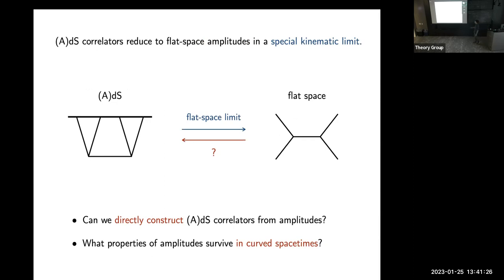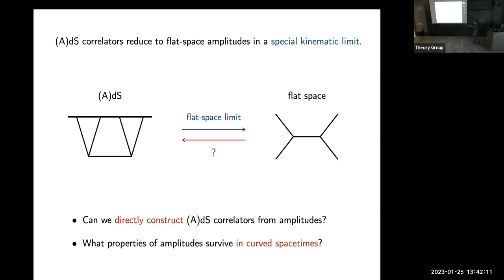Essentially, there exists a special kinematic limit that you can take, called the flat space limit, in which these AdS and dS correlators precisely reproduce the scattering amplitude. I'm going to define what this exactly is in a few slides. But roughly speaking, this is like going to very short distances, in which case the interacting particles are deep inside the bulk spacetime, far away from the curvature near the boundary. So all the dynamics of these particles are governed by flat space dynamics, which is captured by the scattering amplitude. That's roughly the picture.